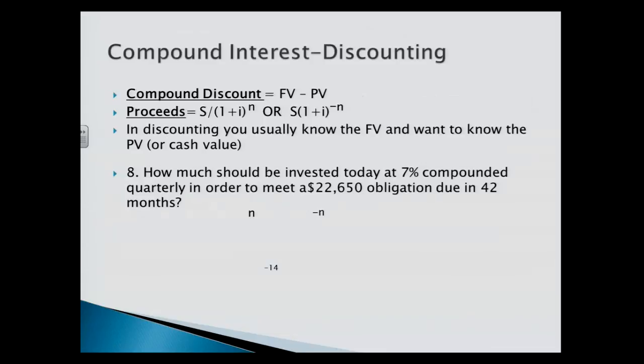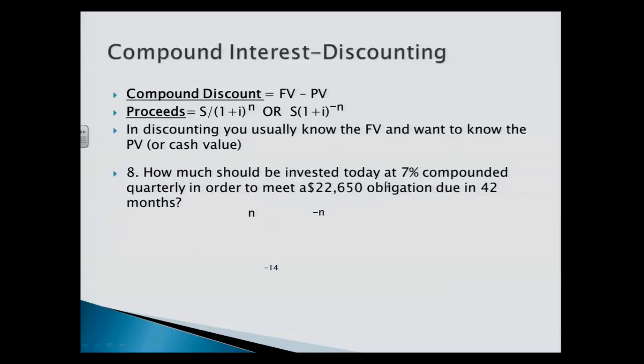Now in compound interest, discounting or proceeds is a little bit different. And it's easier because there isn't a set of discounting formulas. If we want to find the proceeds, we use the present value formulas. Remember, a couple of minutes ago I showed you there's 2 of them. In discounting, you usually know the future value and you want to know the present value. So both of these formulas will give you the present value. Let's do an example, number 8.